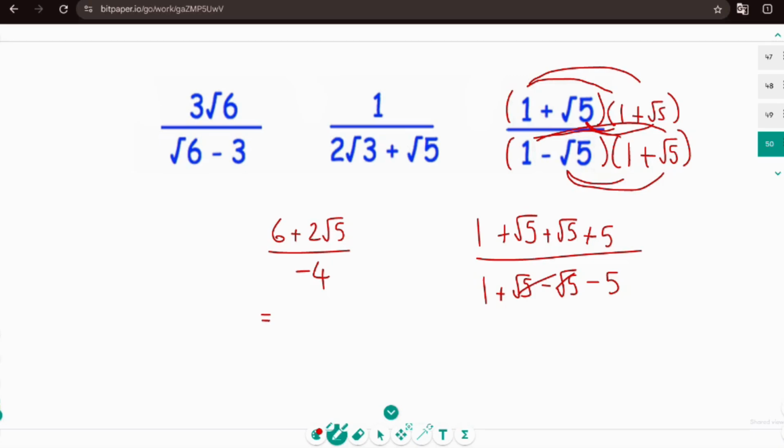Let's just simplify that by dividing everything by 2. And the reason I divided everything by 2 is all of these have a common factor of 2.